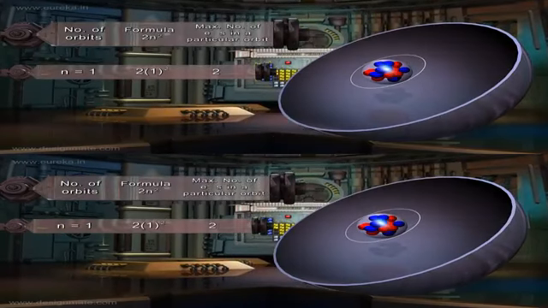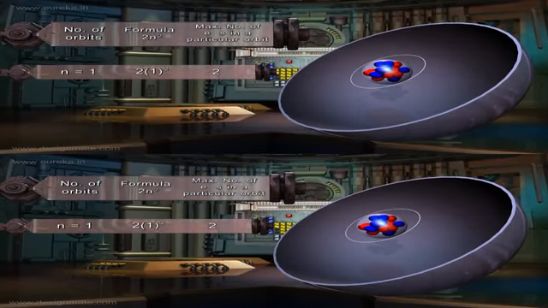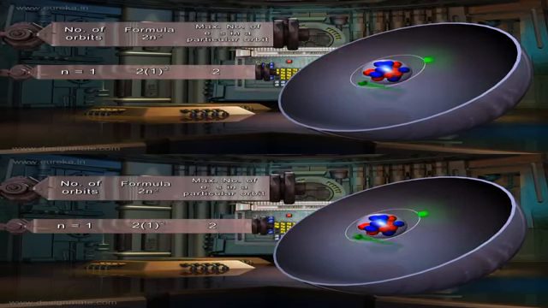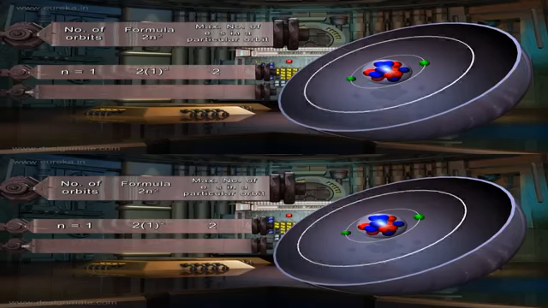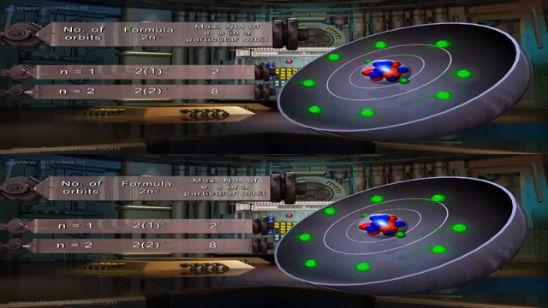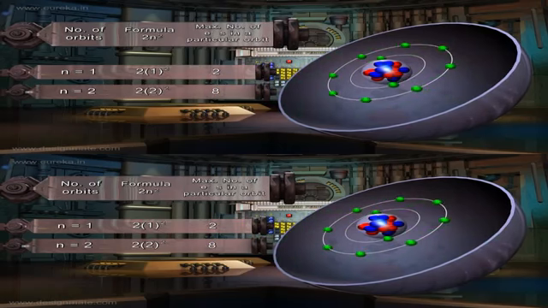For the first orbit, n is equal to 1. Therefore, 2n² is equal to 2. Hence, the maximum number of electrons that can be accommodated in the first orbit is 2. Similarly, for the second orbit, n is equal to 2. 2n² equals 8. Hence, the maximum number of electrons that can be accommodated in the second orbit is 8.